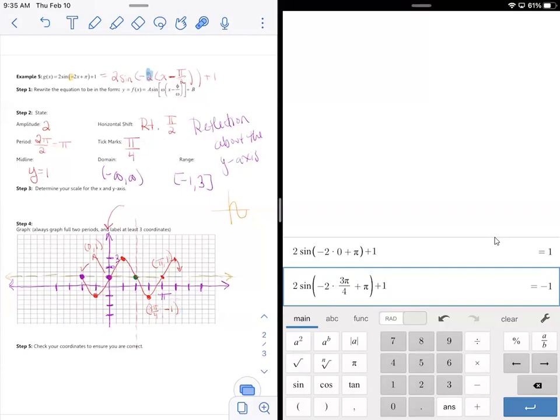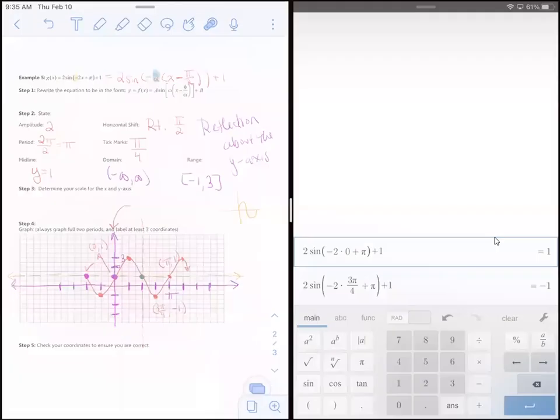So let me just actually say, like, this one might be easier. So -2 times 0 is 0. Well, then I have just pi in there. What's sine of pi? Oh, that's 0. Multiply that by 2, still 0. And then I add that 1, I get out 1. So it's kind of cool how it all kind of relates.